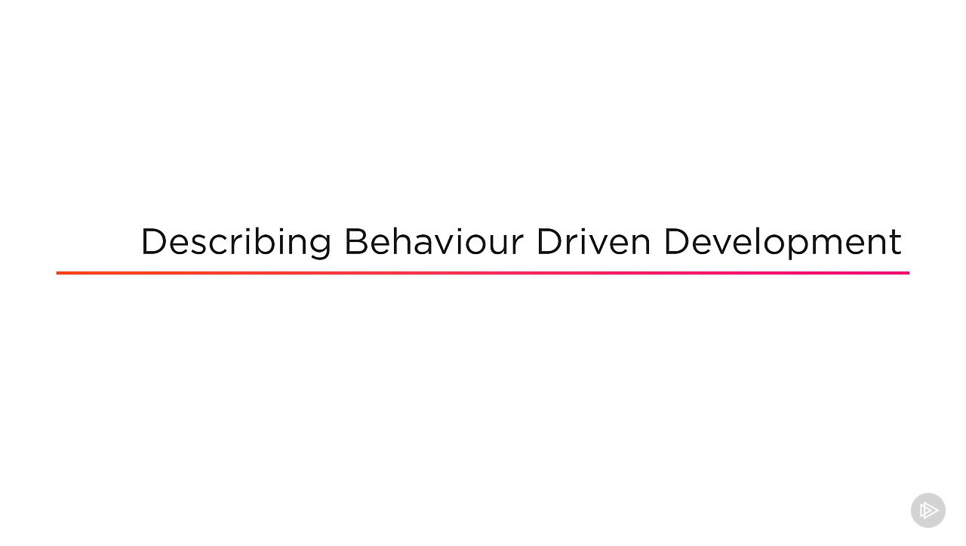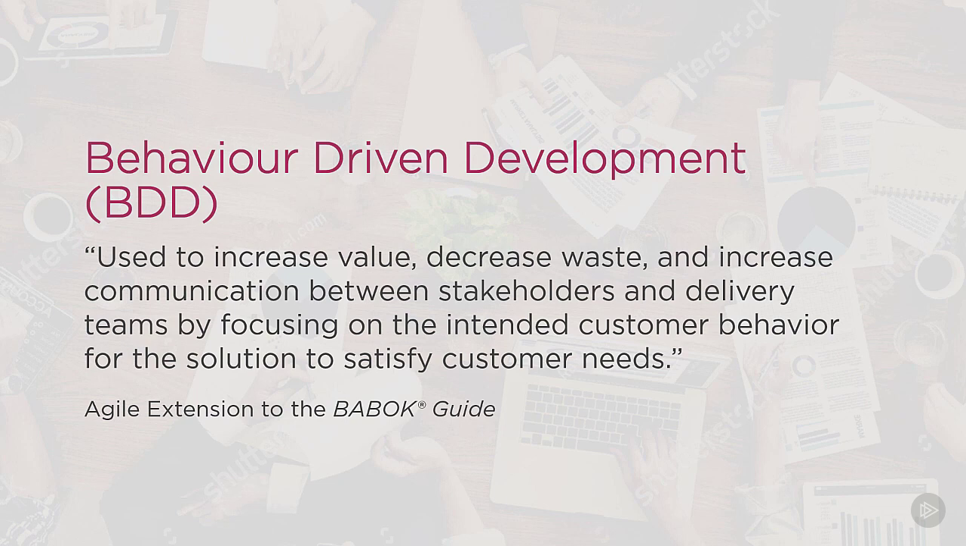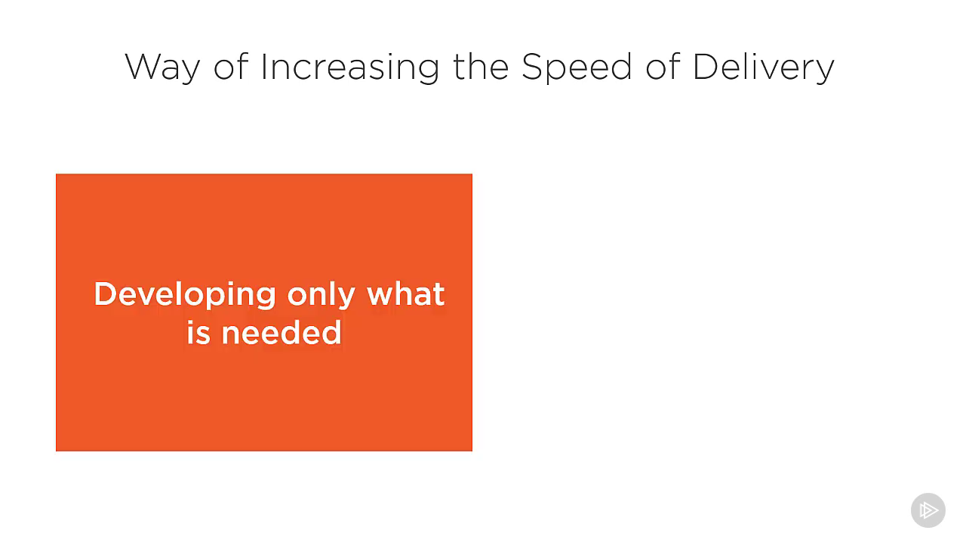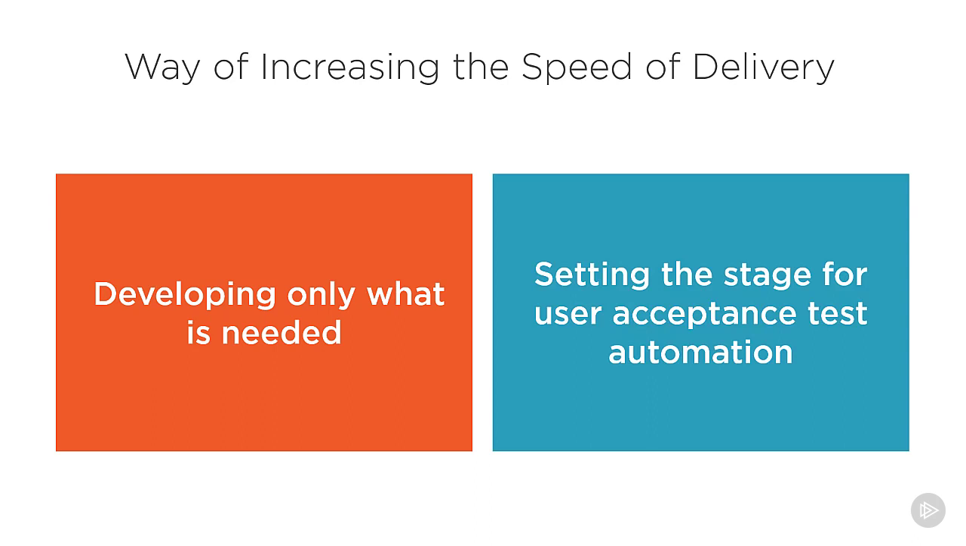Behavior-driven development, or BDD, is referred to as acceptance test-driven development and also as specification by example. The primary purpose of behavior-driven development is to increase value, decrease waste, and increase communication between stakeholders and delivery teams by focusing on the intended customer behavior for the solution to satisfy customer needs. Furthermore, behavior-driven development increases the speed of delivery in two ways. Firstly, by only developing what is needed, and secondly, by setting the stage for user acceptance test automation.